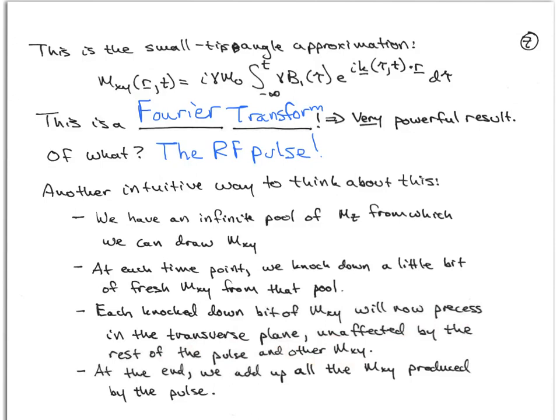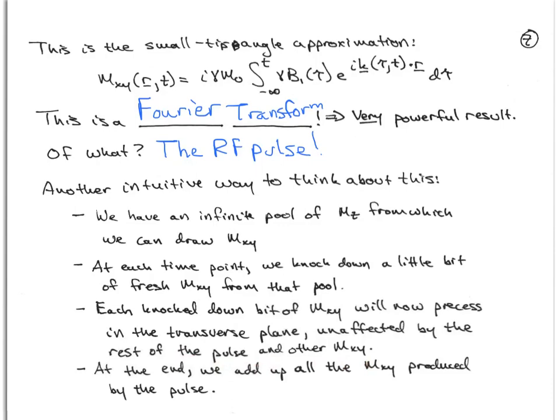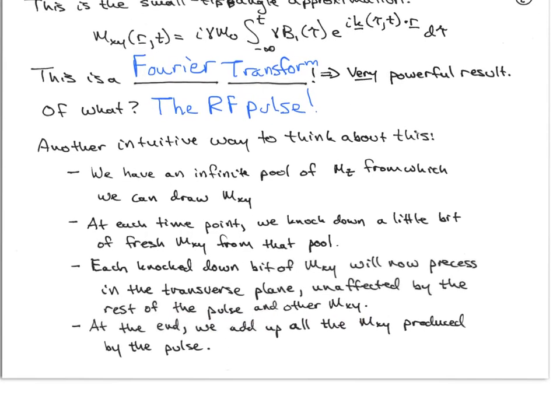So that means that once we have this mxy in the transverse plane that we produced by a given time point, it will not be rotated back out of the transverse plane or away from the transverse plane by the rest of the pulse, right? By any of the rest of the pulse or the other mxy. All right. And then at the end, we can just add up all the mxy that are produced by the pulse to get the final excitation pattern.